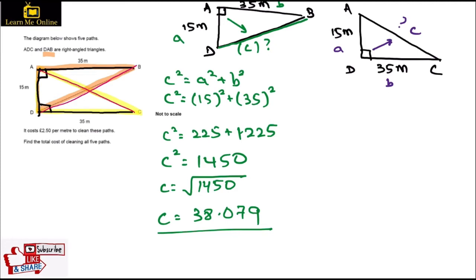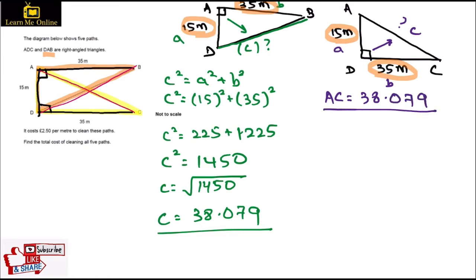You see that the numbers are the same if you notice one thing. Here's a 15, here's a 15. Here 35 is on the top and here we have 35 on the bottom. So when you do the calculation, you're going to come out with the same length over here as well, which is 38.079. So I'm going to write it down. AC equals 38.079. And here this letter C represents the length of BD.